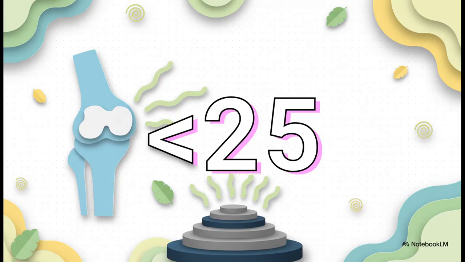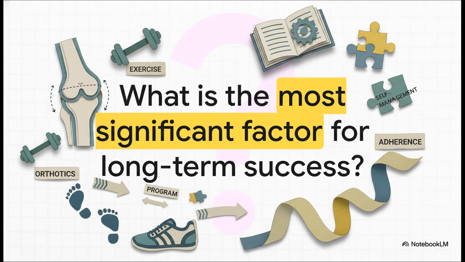What's this number? 25 kilograms per meter squared. That's the target BMI. The guidelines could not be more clear on this. Weight management is a cornerstone of therapy. Getting a patient's BMI under 25 is one of the single best things you can do to reduce their pain and slow down the actual progression of the joint damage. And the physics are just undeniable. For every 1 pound of body weight a person loses, it takes about 4 pounds of pressure off the knee with every step.